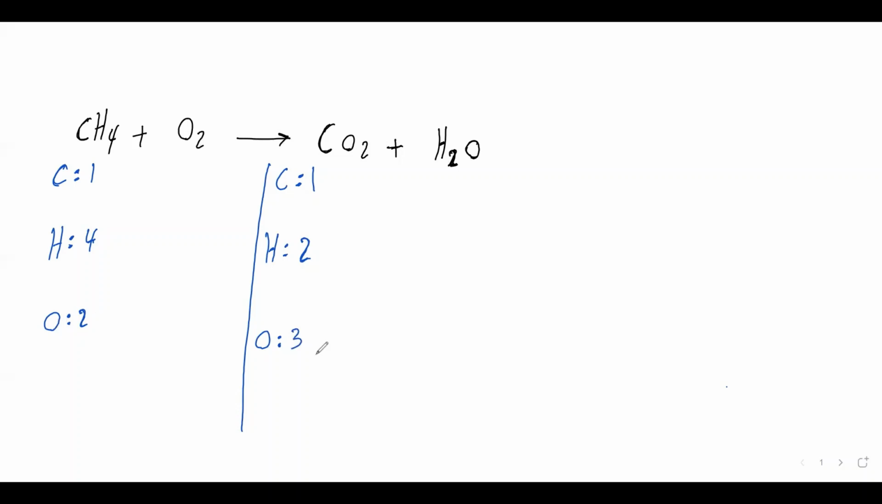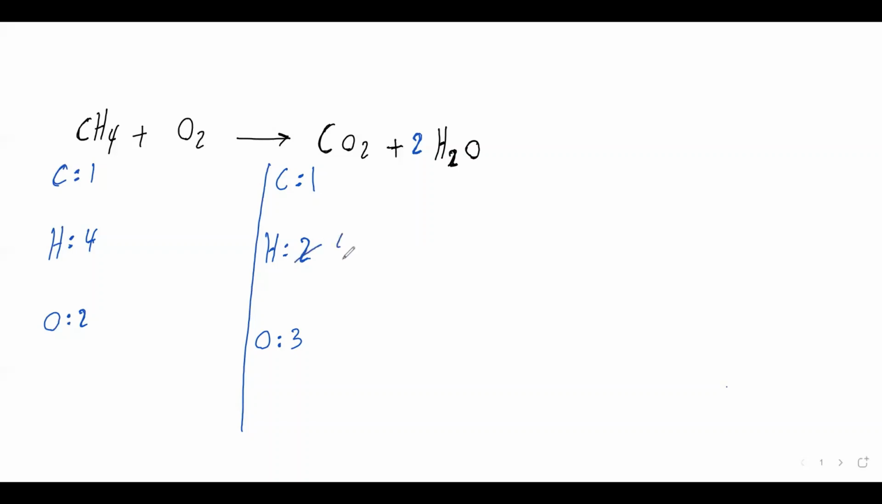Okay, so carbons on the left side are 1, on the right side are 1, so they are balanced for now. Hydrogen, I have 4 hydrogen on the left side, 2 hydrogen on the right side, so I need more hydrogens on the right side. So what can we do here? I can multiply this H2O by 2, so I put a coefficient of 2 over here. This means this whole thing, H2O, should be multiplied by 2. So if I do that, 2 times 2, that's 4 hydrogen. So now on the right side, I have 4 atoms of hydrogen.